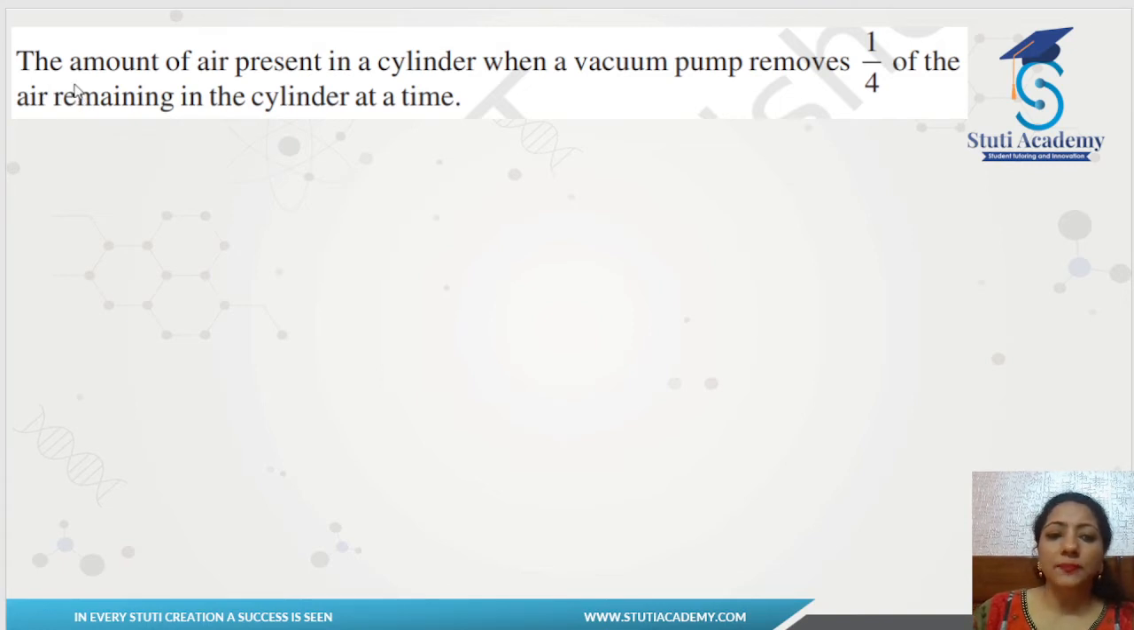Now coming to the next one: the amount of air present in a cylinder when a vacuum pump removes 1/4 of the air remaining in the cylinder at a time. So if you have a particular amount of air, you remove 1/4 from it, 1/4 of the air remaining in the cylinder at a time.